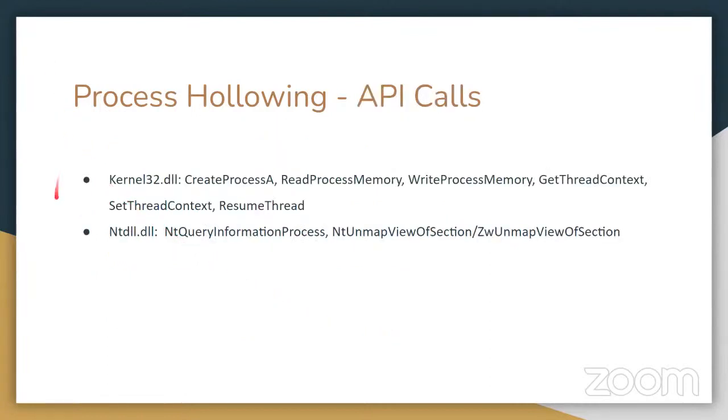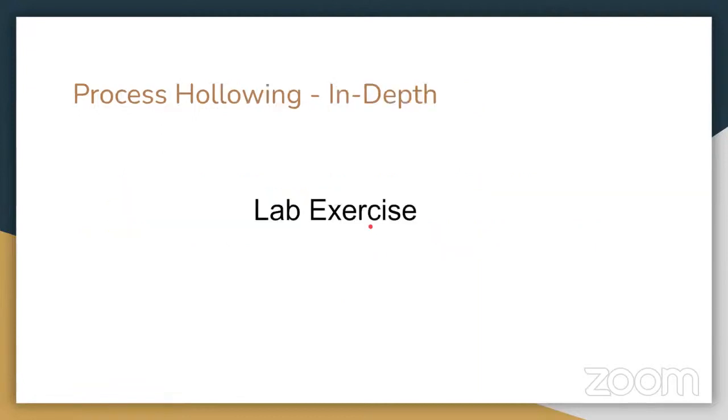So these are the APIs that are used in this technique. The one that is important is this NtUnmapViewOfSection API. With the help of this API, we are going to unmap the target image from the process. So let's jump into the lab.